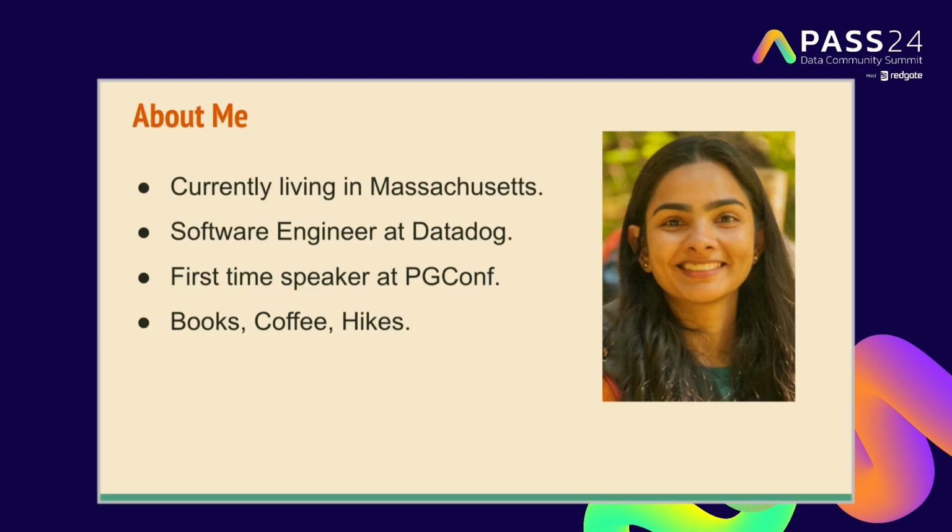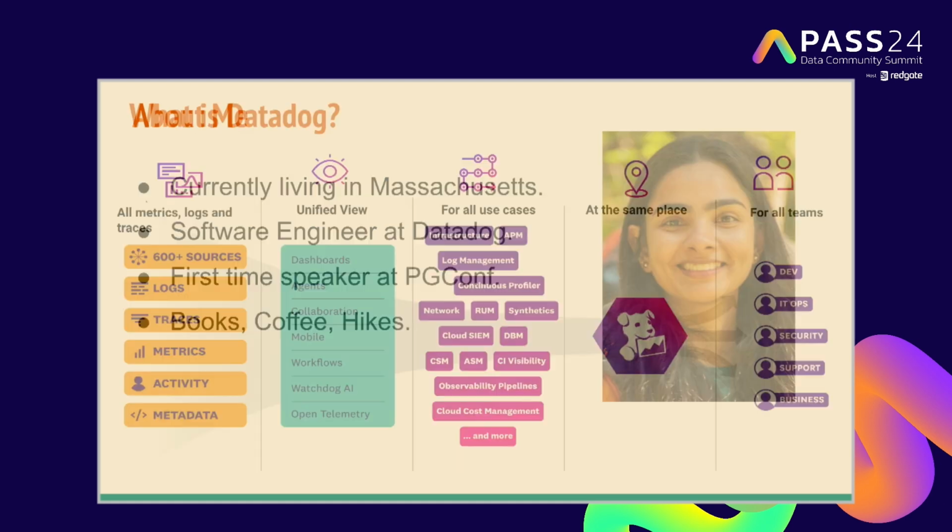A little about myself. I'm from India. I've been in the US for about 8 years now. I currently live in a quiet little suburb in Massachusetts. I'm a software engineer at Datadog. This is my first time at a Postgres conference and the first time speaking at one. Nice meeting all of you. And if I have free time, I love to read books, try different coffees, cute little coffee shops, and I love to go on a hike once in a while.